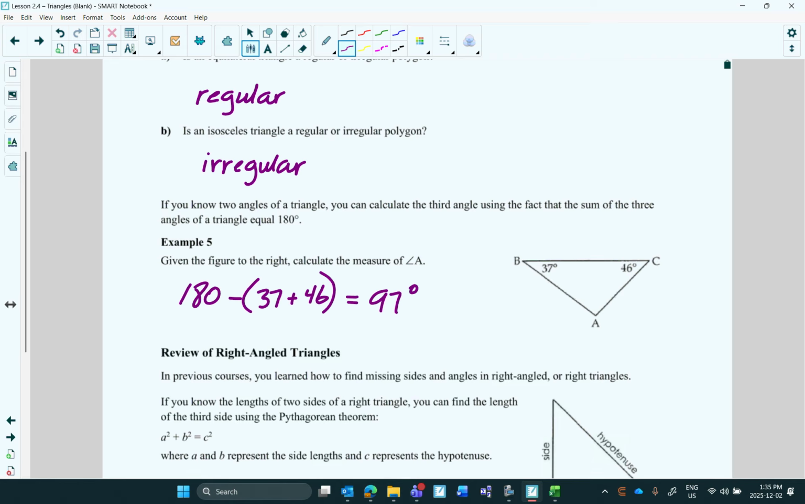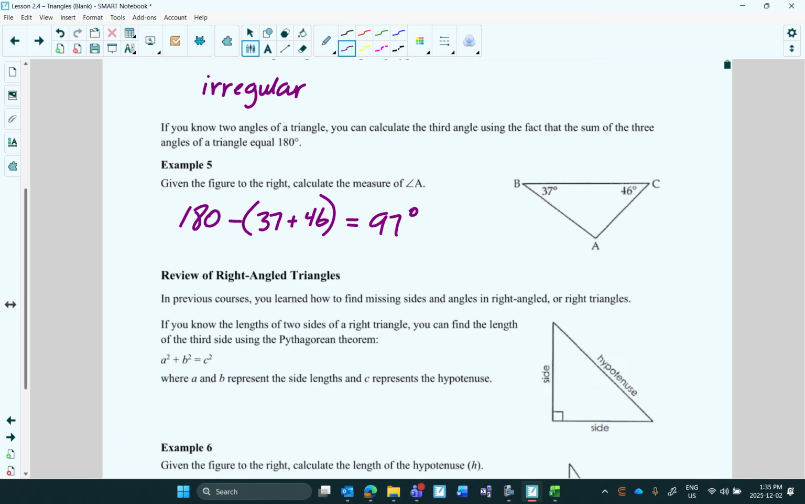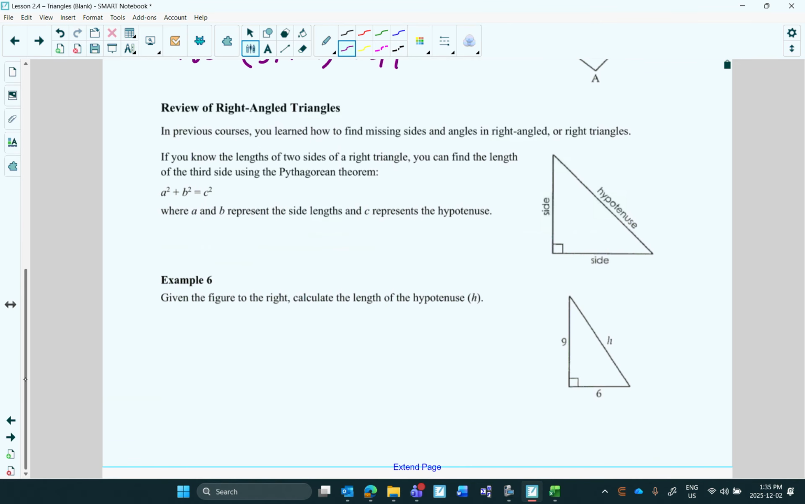Okay, so those are the types of questions we can answer involving scaling, isosceles, and equilateral, as well as the sum of the angles are 180 degrees. What else can we do with triangles? Well, we can find missing sides using a couple of different types of math. Okay? And the first type is something you learned quite a while ago.